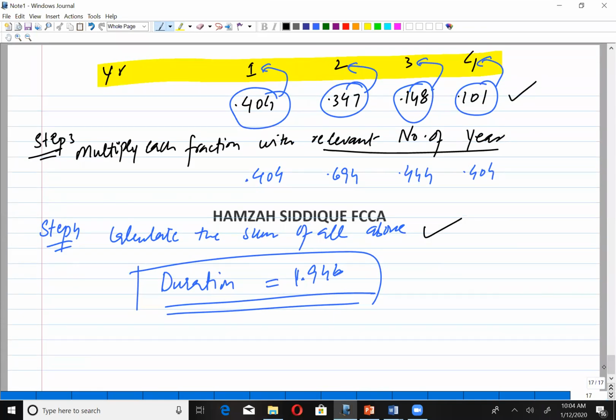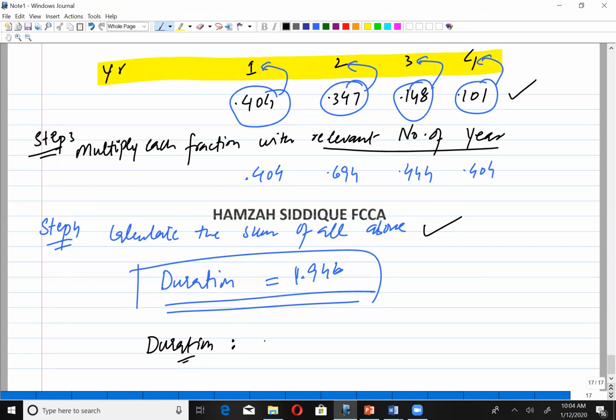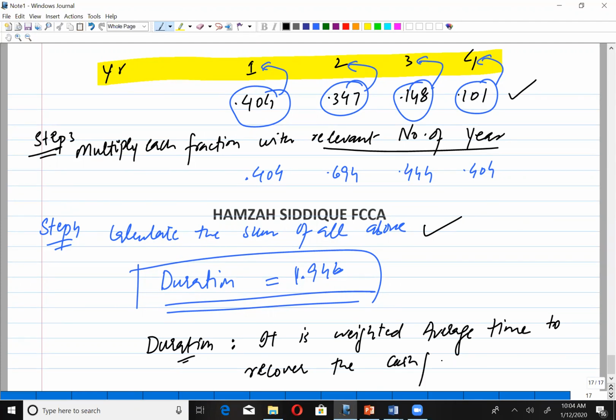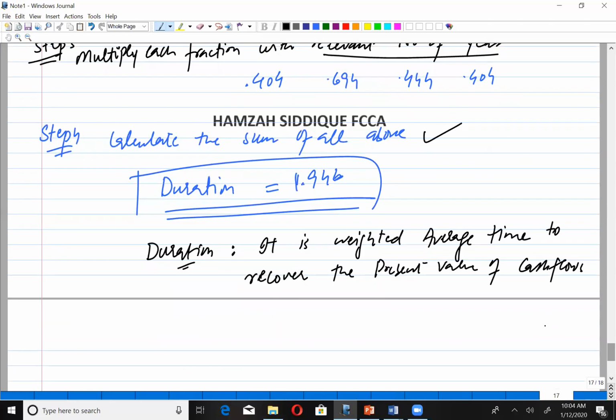Now students, you see here, the definition of duration I am going to discuss with you. Duration is basically the weighted average time to recover the present value of cash flows of a project.